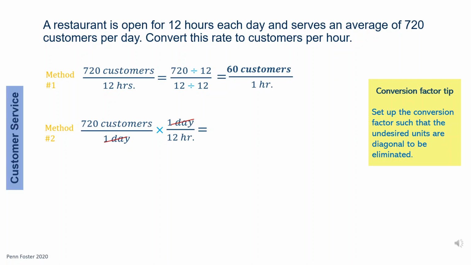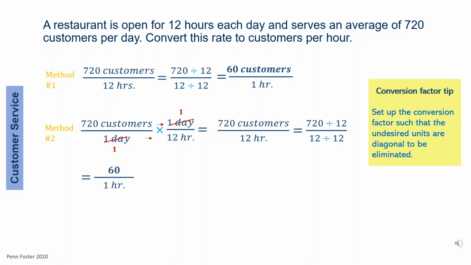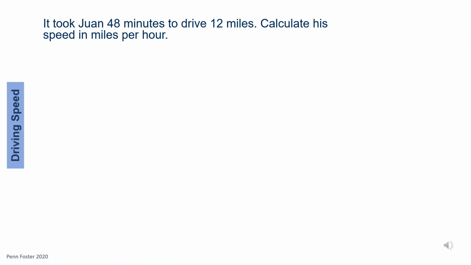Multiply across, you get 720 customers per 12 hours. Now reduce the fraction to have 1 hour in the denominator by dividing top and bottom by 12. Again, the restaurant serves 60 customers per hour. This is another speed problem. It took Juwan 48 minutes to drive 12 miles. Calculate his speed in miles per hour.